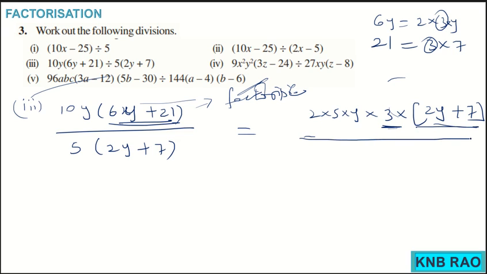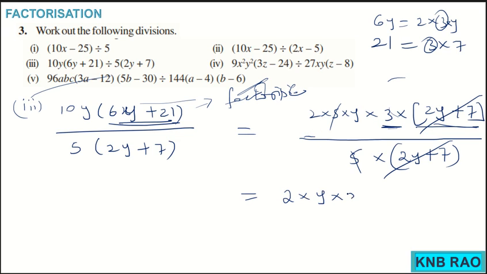So we have further here 3 into 2y plus 7, where the denominator's 2y plus 7 will cancel, and here 5 into 2y plus 7 is there. This 5 will cancel with this 5. So leftover in the numerator is 2 into y into 3, where 2 into y into 3 is 6y, the quotient. This is how we do division.